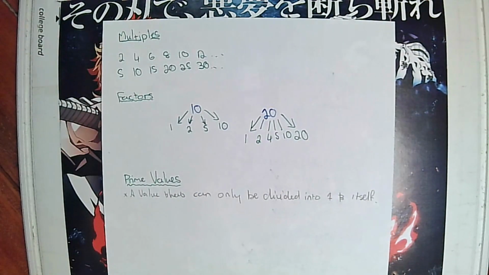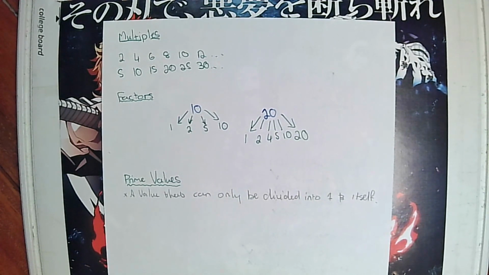Unfortunately, there's no real method to remembering the prime values. You just have to go and sit and study them. But as time goes on, you will sort of intuitively understand what prime values are, and it'll be a lot easier for you to actually pick up if a value is prime or not.